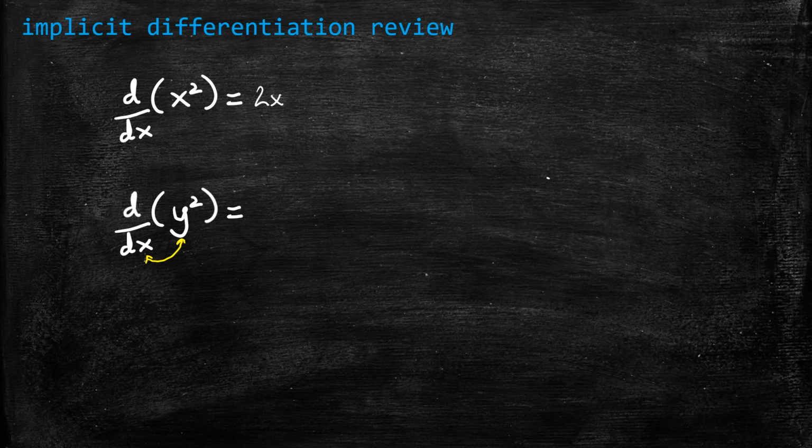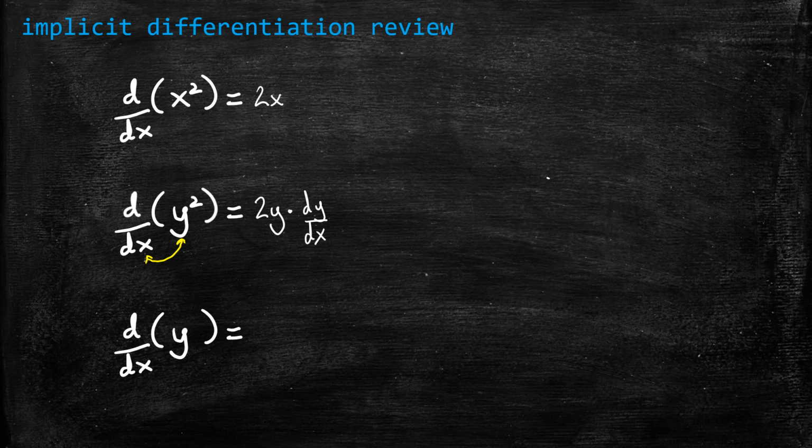Well, we know that it's really the chain rule that we're applying here. So the derivative of y squared is 2y, and then we have to multiply by the derivative of y itself with respect to x, because y is not explicitly expressed in terms of x. And here's one that sometimes gets people a little confused.